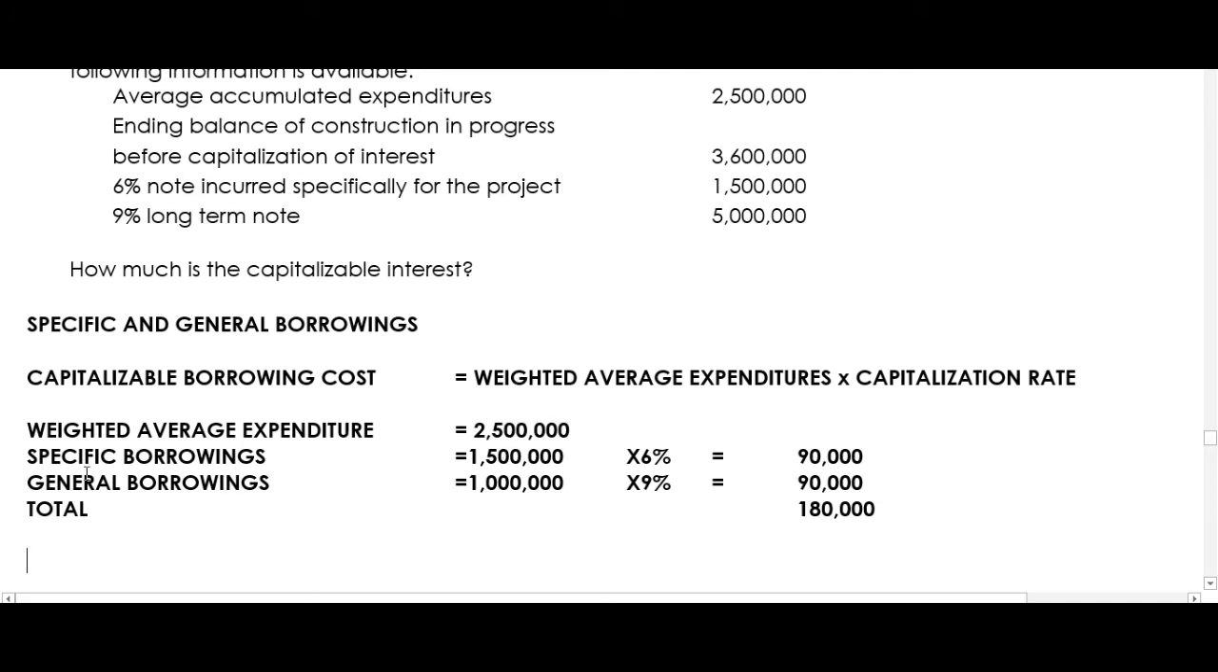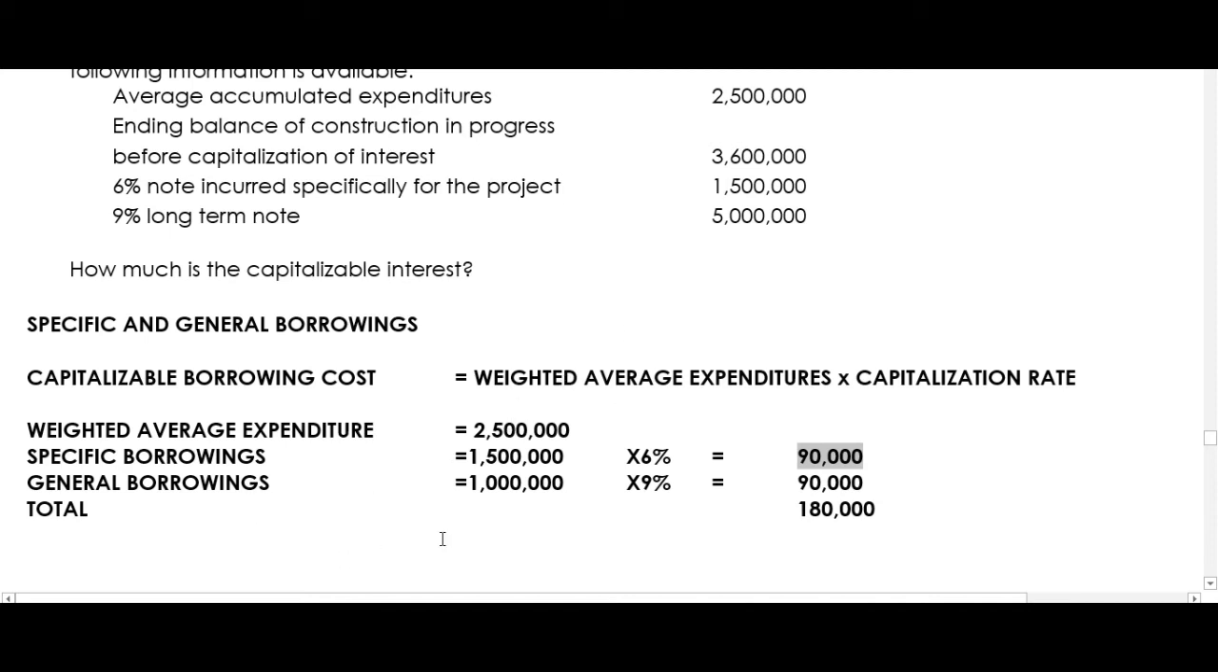Ang gagawin mo, tanggalin mo yung galing sa specific borrowing na 1,500,000, tapos ang maiiwan, yun yung manggagaling dito sa general loan na 5 million. So meaning, from there, kung ang specific ay 1,500,000, you simply multiply it by 6%. Okay, yun na yung ating interest for the specific borrowing. Wala kasing binigay na earnings. So kung walang binigay na earnings, edi wala tayong ibabawas dito.